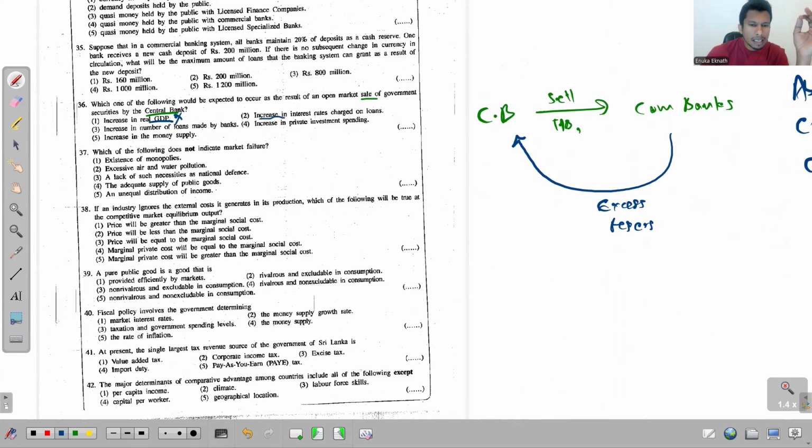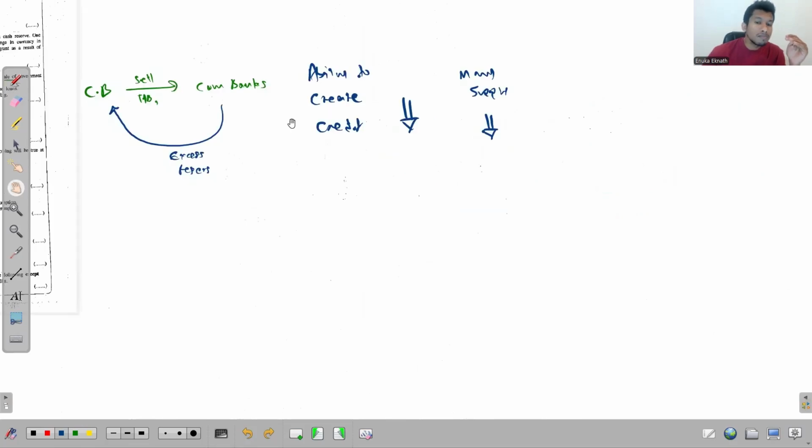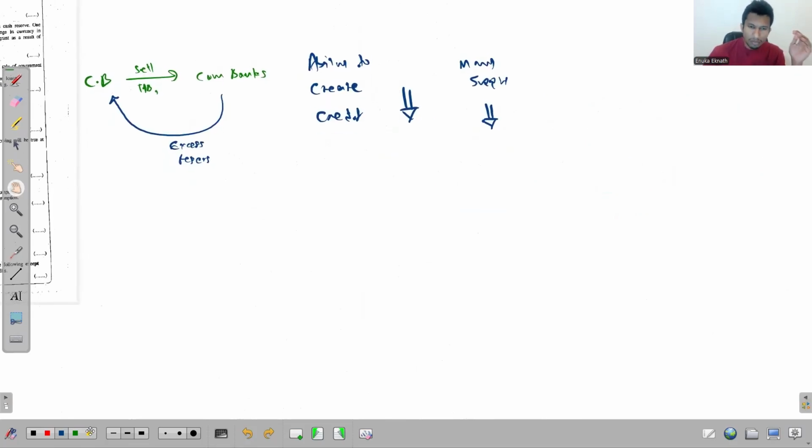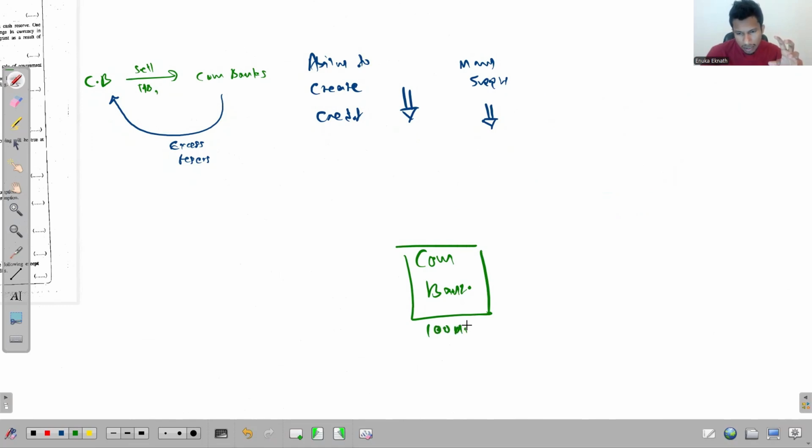The second one, increase in interest rates charged on loans. All right. Now, to recognize whether this is the correct answer, you just need to have a different perspective. Right. Now, just assume that you are the commercial bank. Now, this commercial bank, let's say they have excess reserves. Let's say that they have 100 million rupees. Now, from this commercial bank's perspective, they have two options. What are the two options?